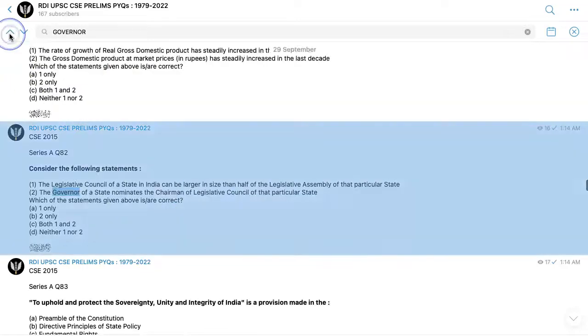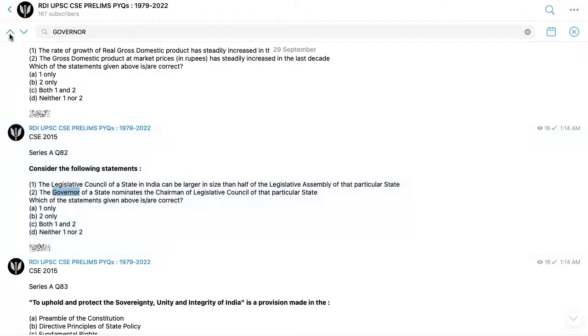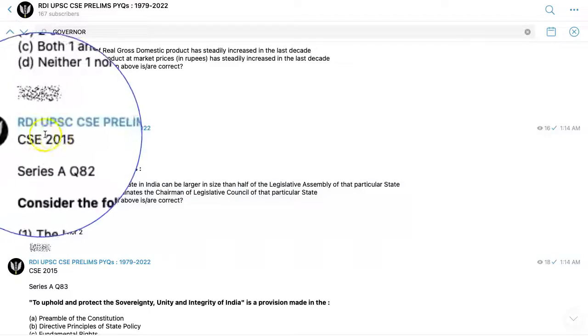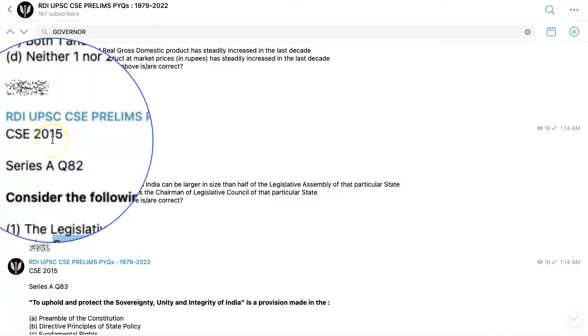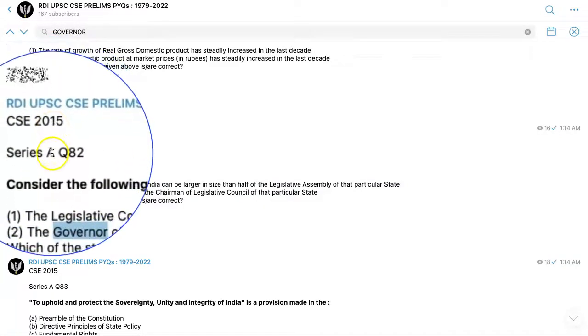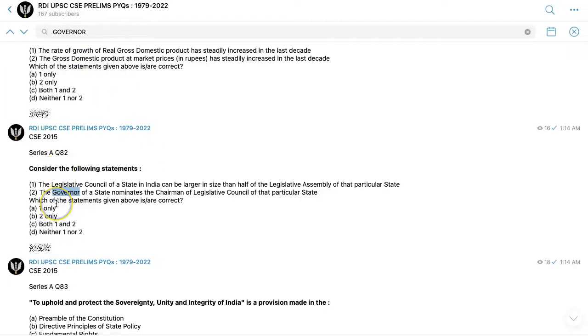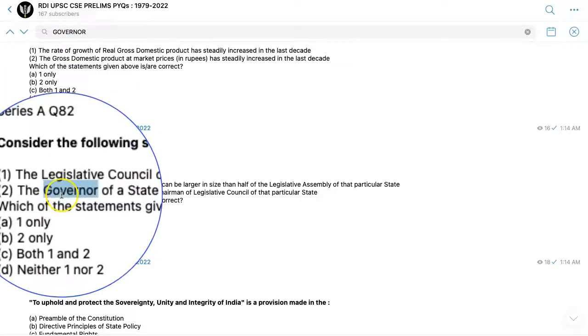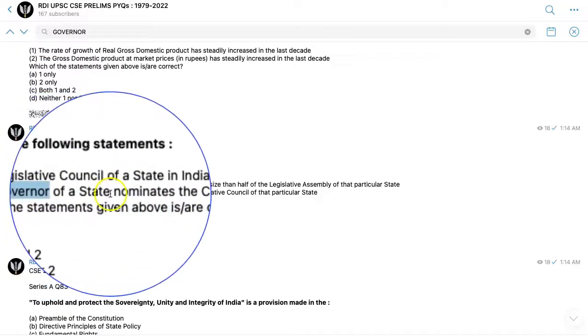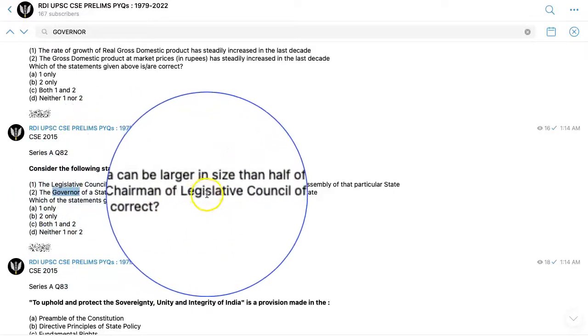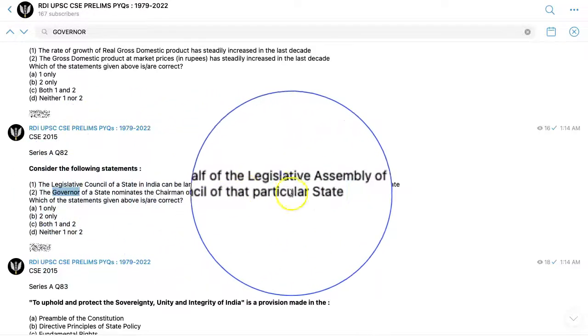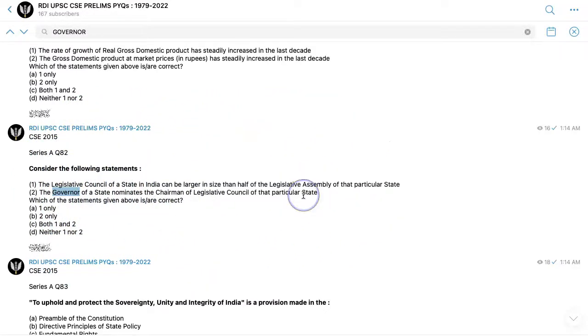The next question again is from polity. This is 2015 CSE paper series A, question number 82. Here the second statement carries the term governor. It reads, the governor of a state nominates the chairman of legislative council of that particular state, right? Again, a question dealing with powers of governor, the roles and responsibilities of this institution.